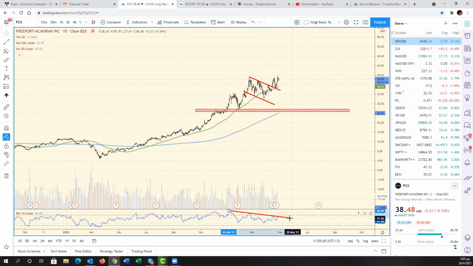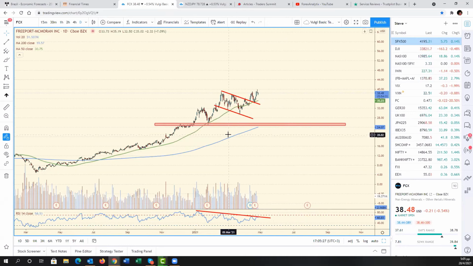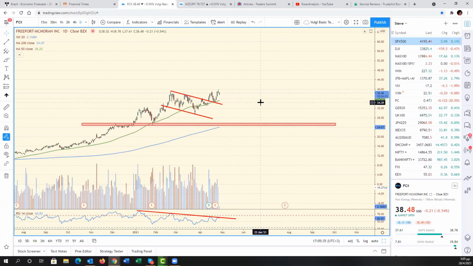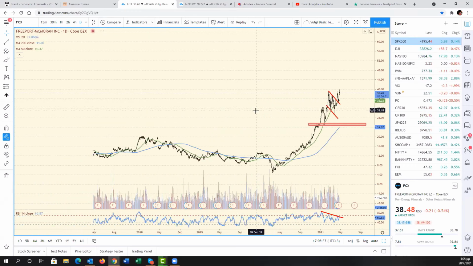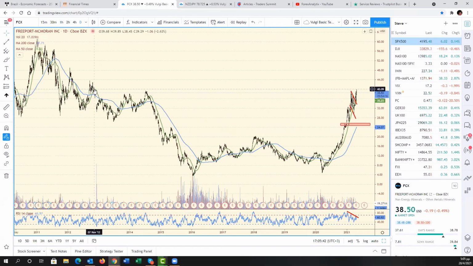RSI is still diverging, by the way, keep that in mind. So this move is very, very mature, but we created this flag, this channel, we broke above it, we came back, we retested it, and yesterday we actually found ourselves at new multi-year highs. I mean, highs that we hadn't seen since 12.